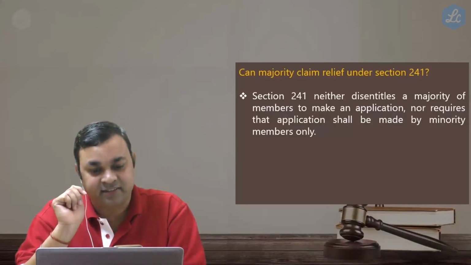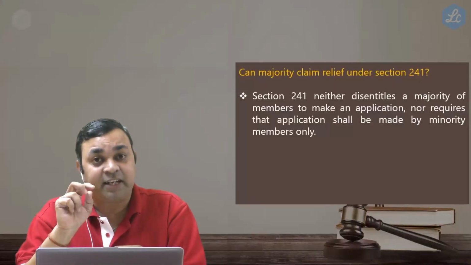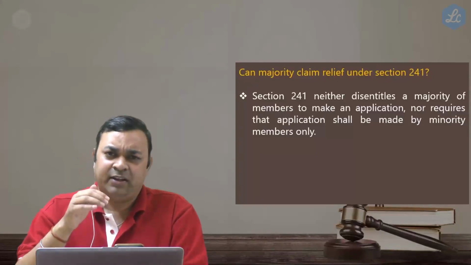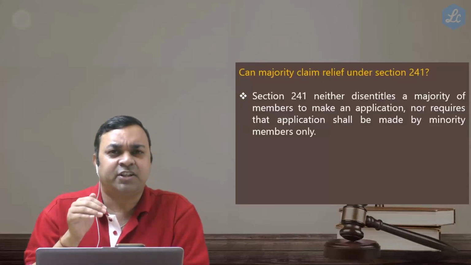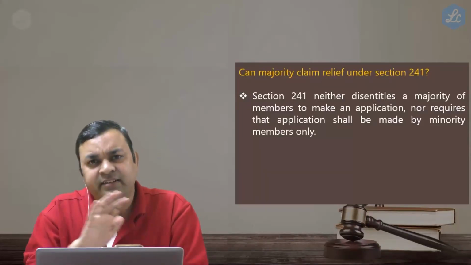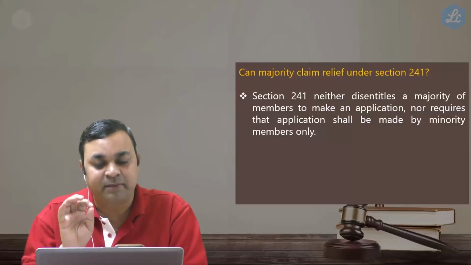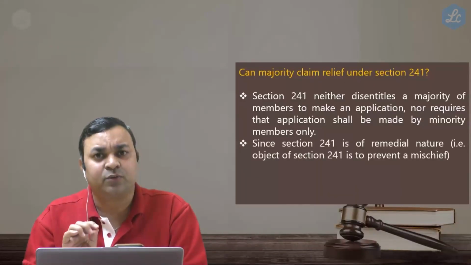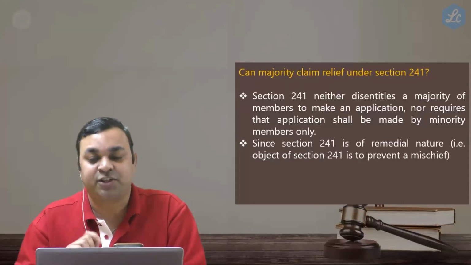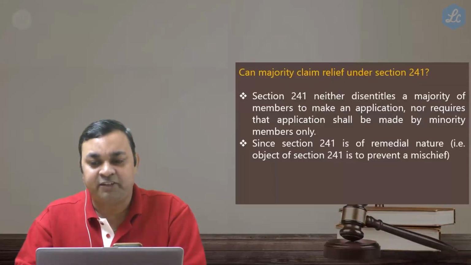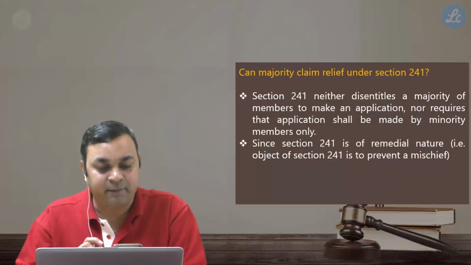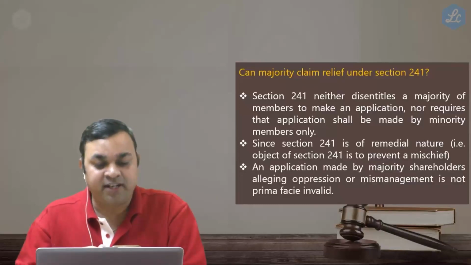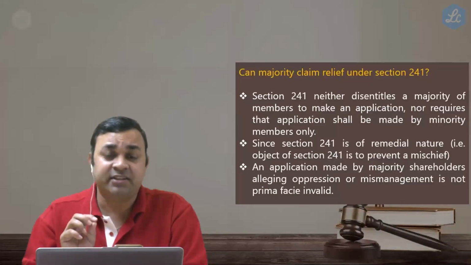Now the question arises, can a majority member claim relief under section 241? Going by the language of section 241, it is nowhere restricted that only a minority member can claim relief. Even a majority member can claim relief under this section. Section 241 neither disentitles a majority member to make an application, nor requires that the application be made by a minority member only.